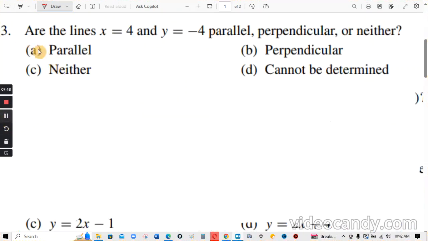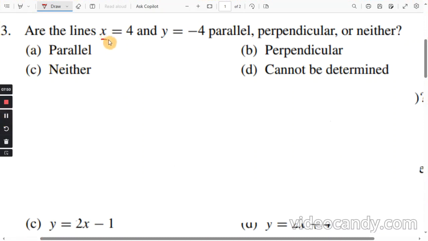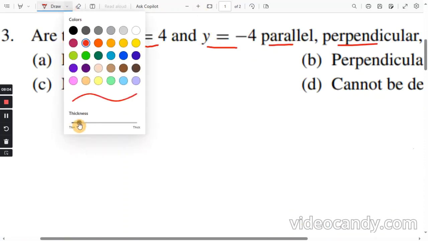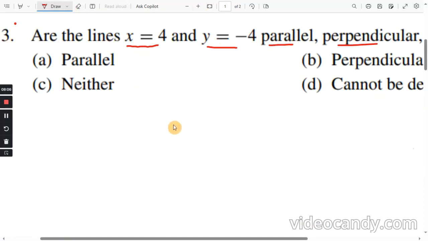Number 3, are the lines x equals 4 and y equals negative 4 parallel, perpendicular, or neither? We don't really have line equations for these, but these are definitely going to be perpendicular, and I will explain why. Really, all you have to do is graph them.